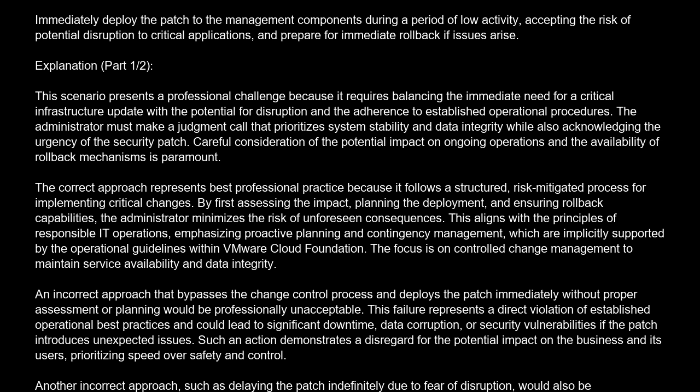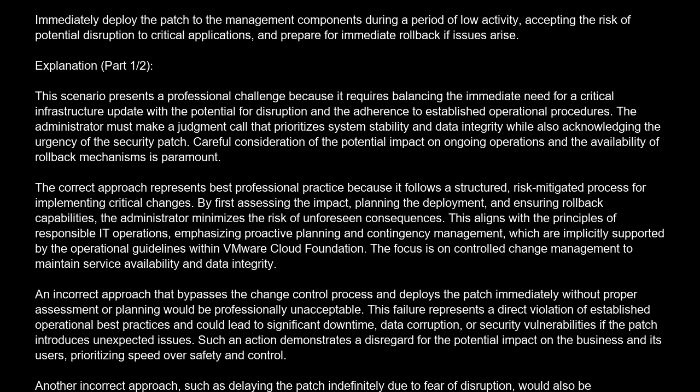The correct approach represents best professional practice because it follows a structured, risk-mitigated process for implementing critical changes. By first assessing the impact, planning the deployment, and ensuring rollback capabilities, the administrator minimizes the risk of unforeseen consequences. This aligns with the principles of responsible IT operations, emphasizing proactive planning and contingency management, which are implicitly supported by the operational guidelines within VMware Cloud Foundation. The focus is on controlled change management to maintain service availability and data integrity.